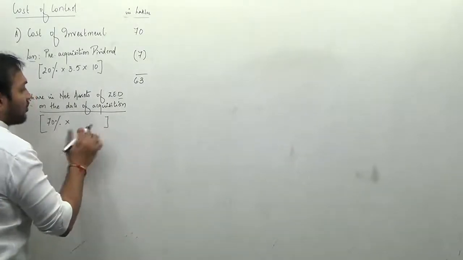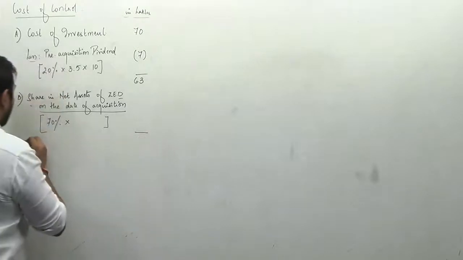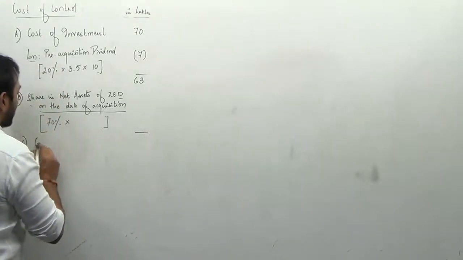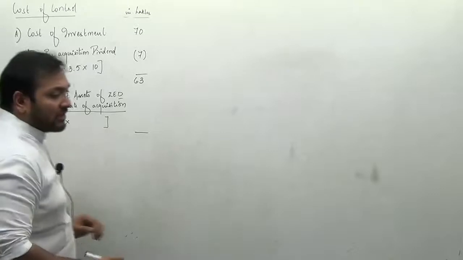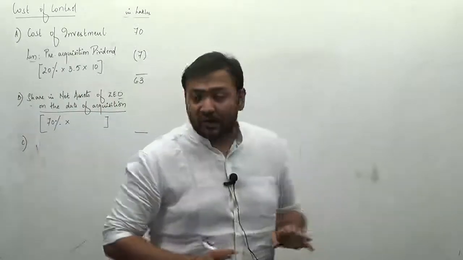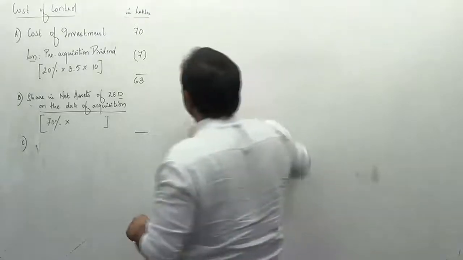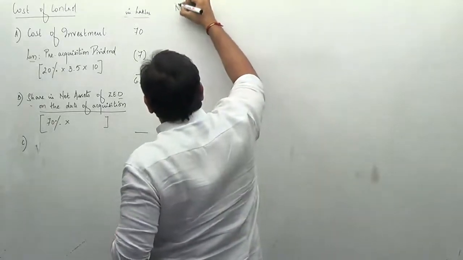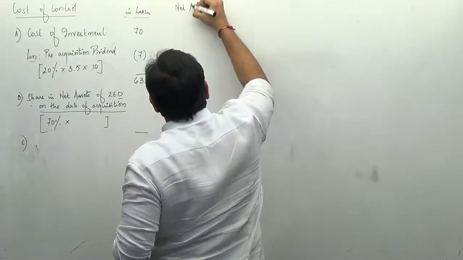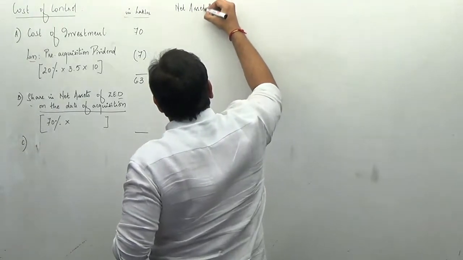We'll fill up the figure of the total net assets, and then we will arrive at something called goodwill, or it can be a capital reserve. We'll fill up whether it is a goodwill or capital reserve at a later point of time. But first, we need to calculate what is your share in net assets. So let's start calculating working note number one: net assets of Z Limited.